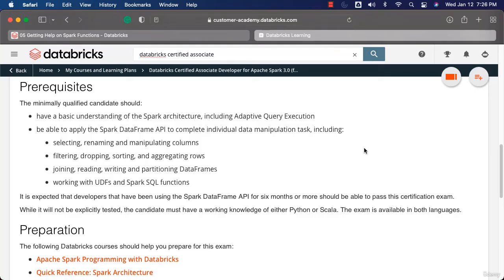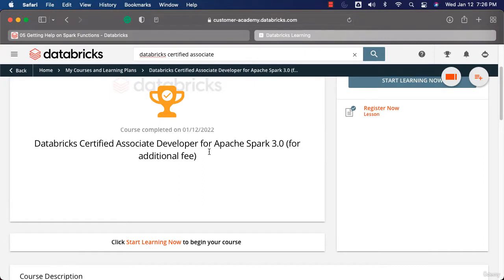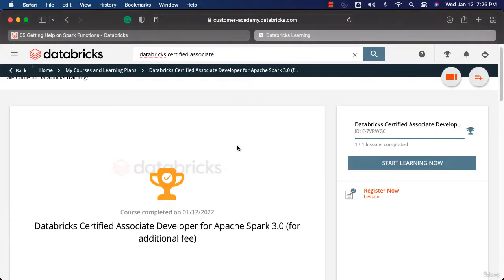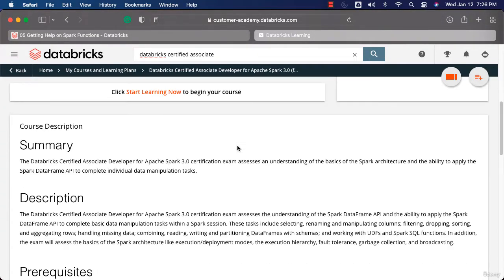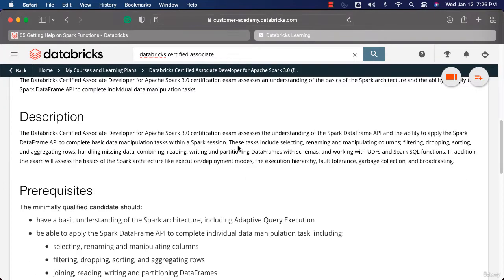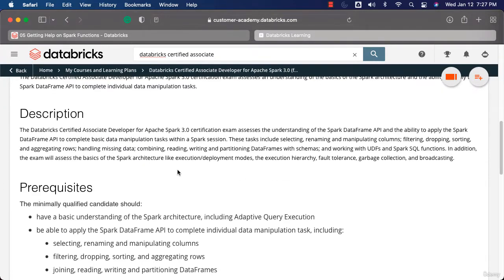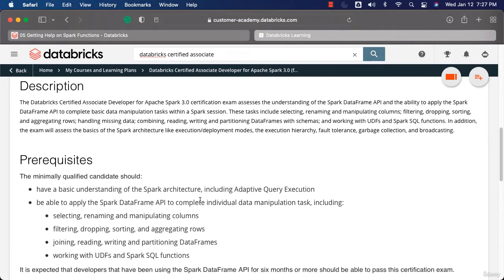Once you sign up to the Databricks Academy and enroll for this course, which is nothing but this one, Databricks Certified Associate Developer for Apache Spark, which actually provides the details with respect to the exam, you should be able to go through the details to understand more about what is expected with respect to taking this exam. The most important section in this is nothing but prerequisites. These are the prerequisites to give the exam. You need to be familiar about all these things so that you can give the exam with confidence.